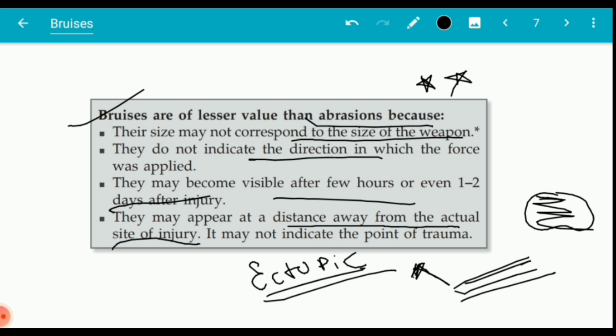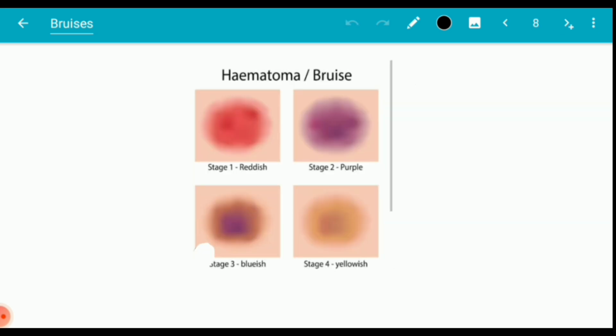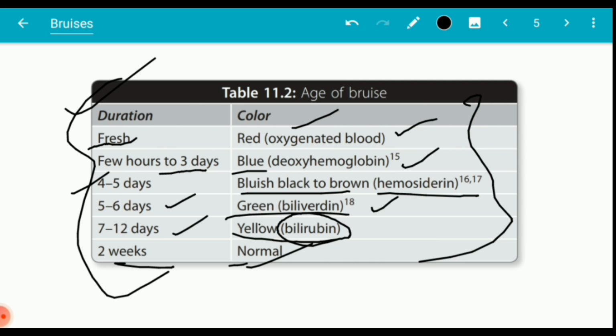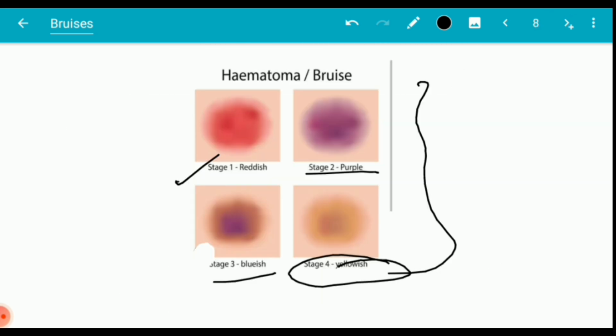Here, look at the stages of bruises in pictorial form. Reddish color, followed by purple, bluish, and finally yellow color, which is due to the presence of bilirubin. Have a look: this is 7 to 12 days. So in case you observe yellow color in a bruise, it means it is an approximately 1 week old bruise. Fine. I hope the lecture is clear to you. Thank you so much.